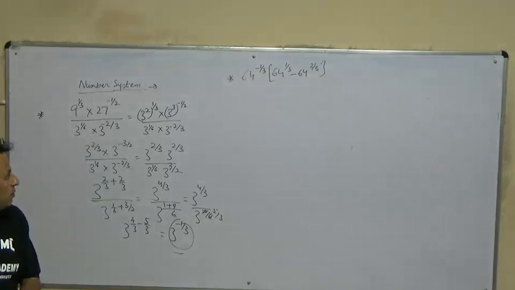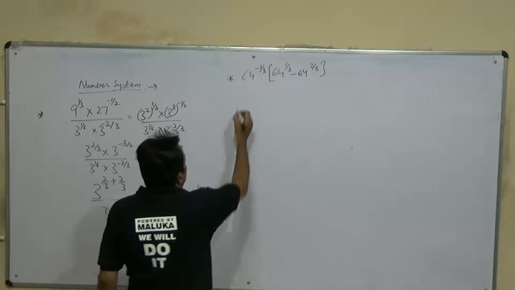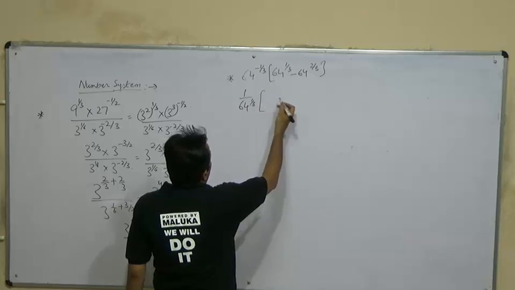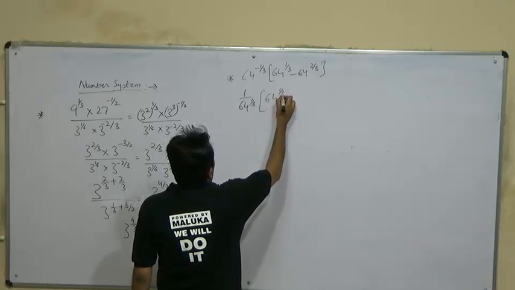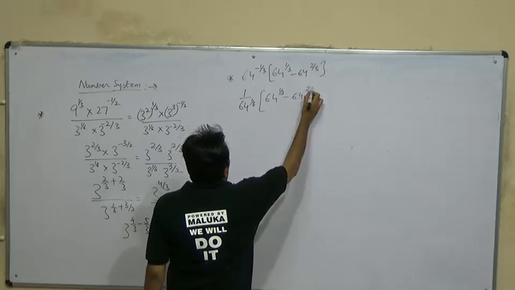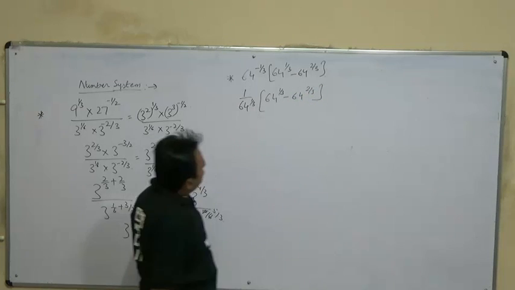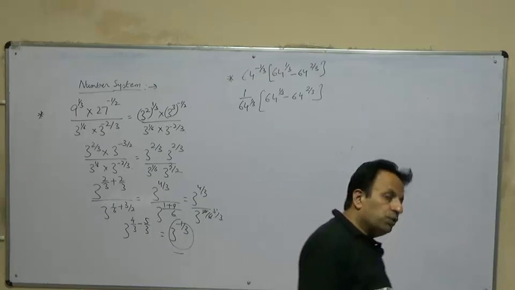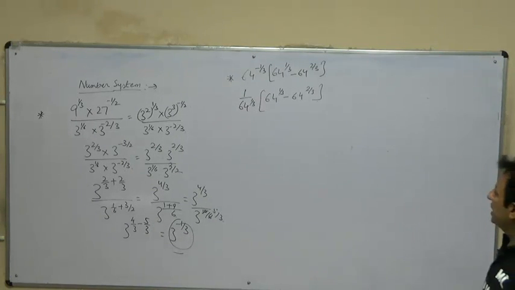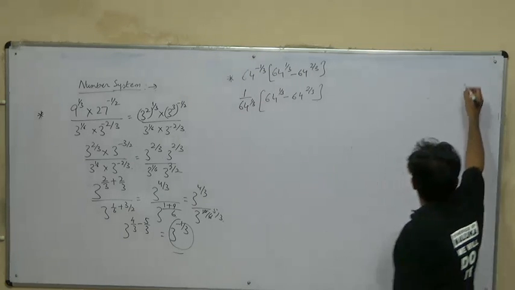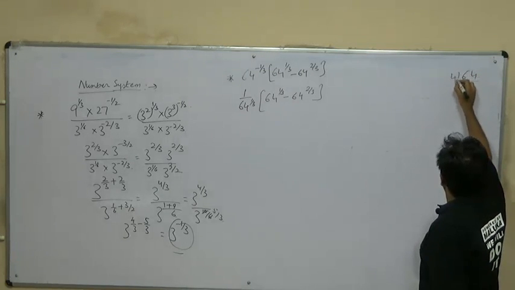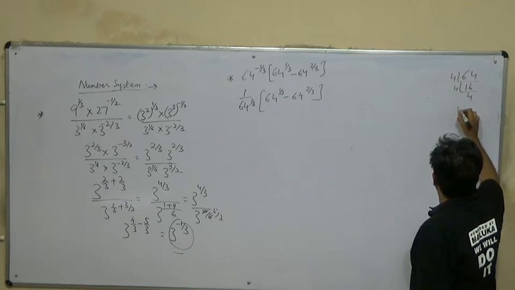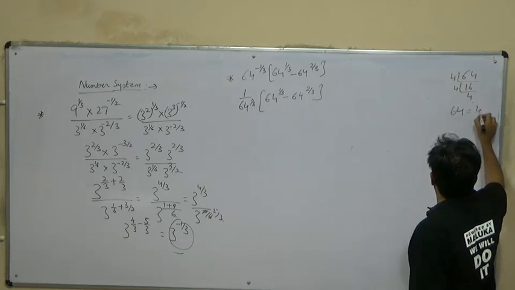So here what we get will be 1 by 64 raised to power 1 by 3, 64 raised to power 1 by 3 minus 64 raised to power 2 by 3. Now 64 base can be changed to base 4, since we know that 64 can be expressed as the product of 3 fours. For example, this is 64. If we divide it by 4, we get 16. Again divided by 4, we get 4. So 64 is equal to 4 raised to power 3.